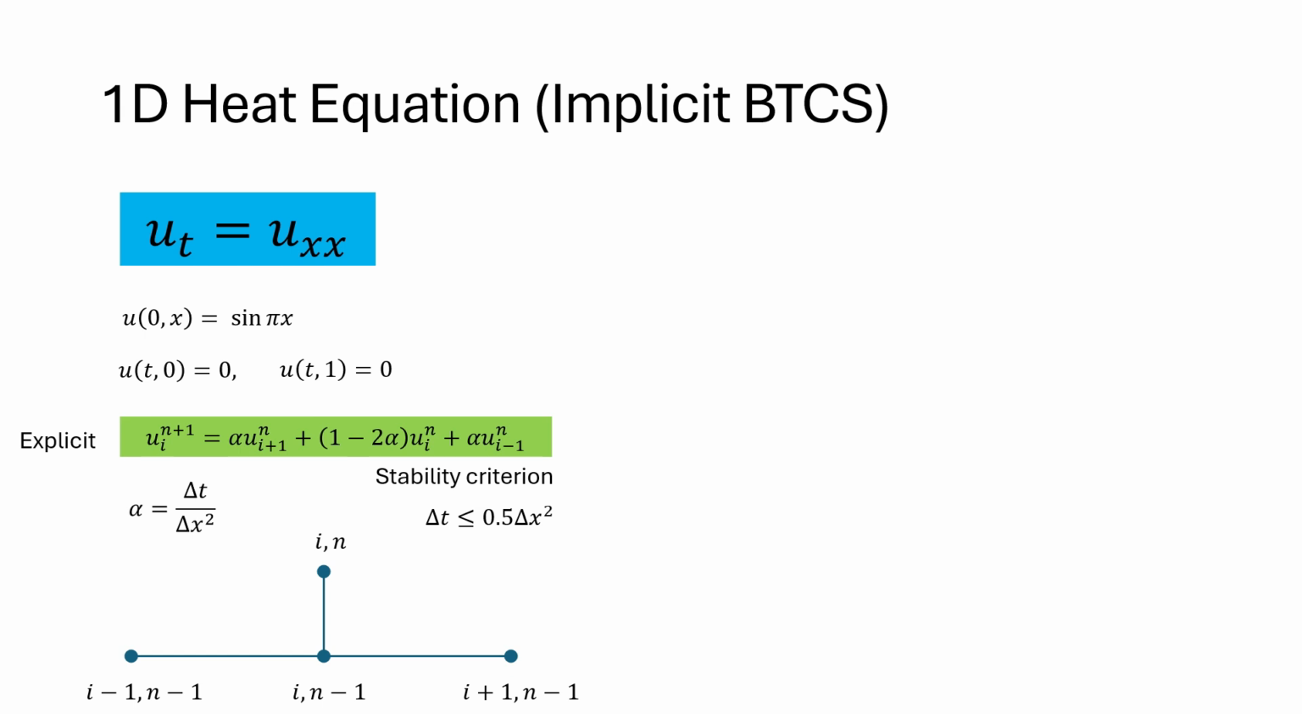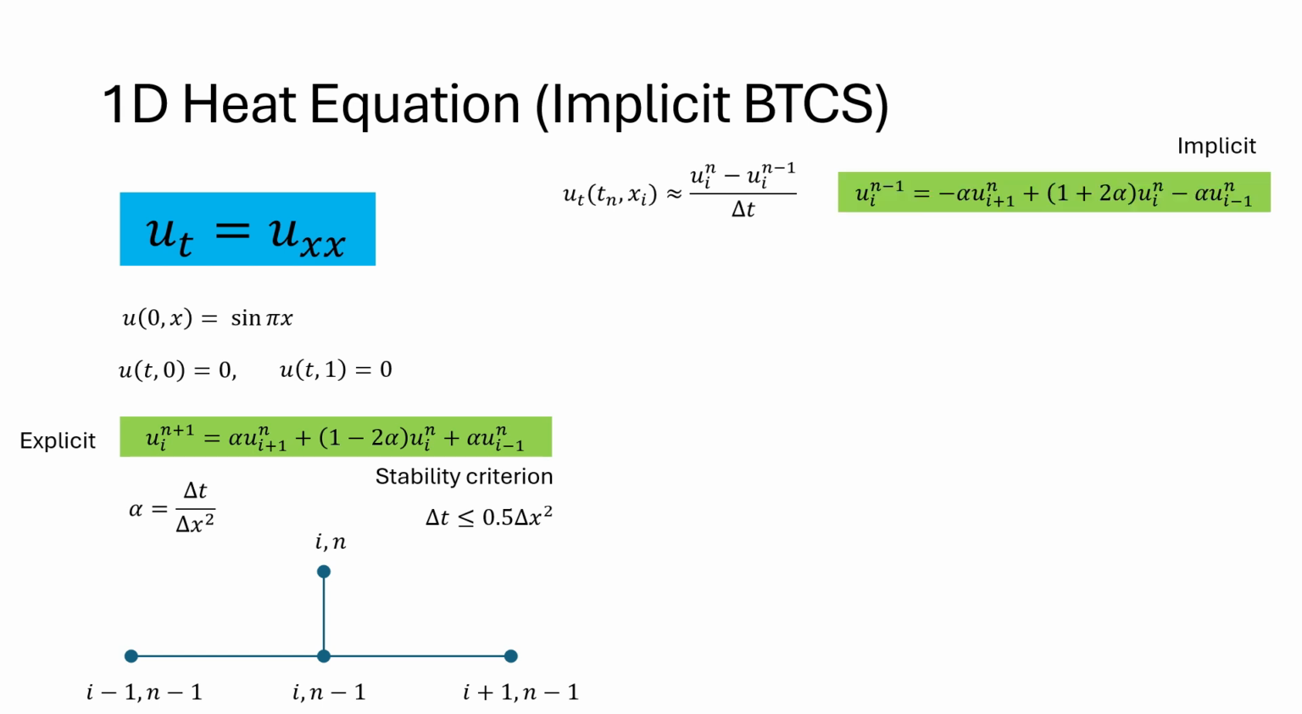To obtain an unconditionally stable method, we can use the backward time difference and get the implicit backward time central space difference formula. Alpha here has the same definition as in the explicit solution. The stencil now shows that to calculate the future time step values, we also need to use the unknown values at future time steps as well, therefore requiring a simultaneous solution.